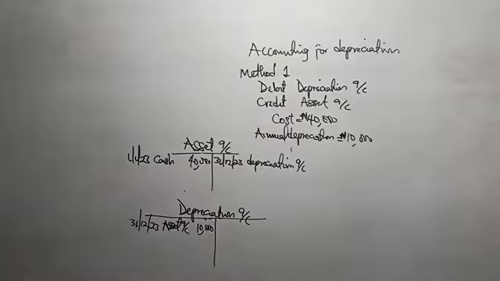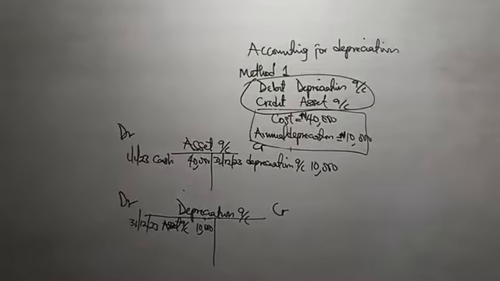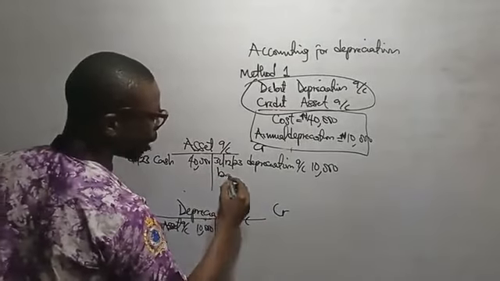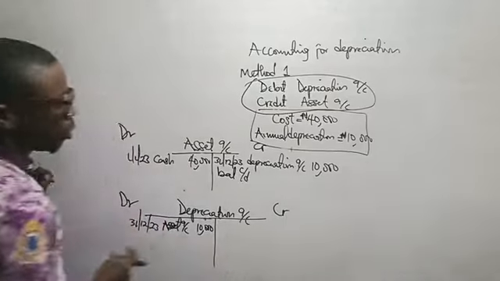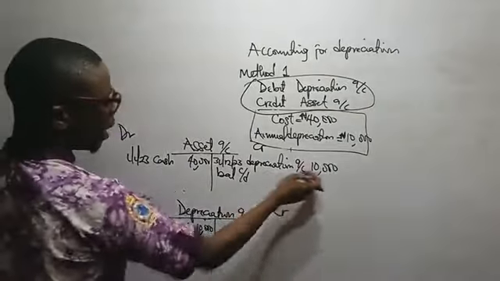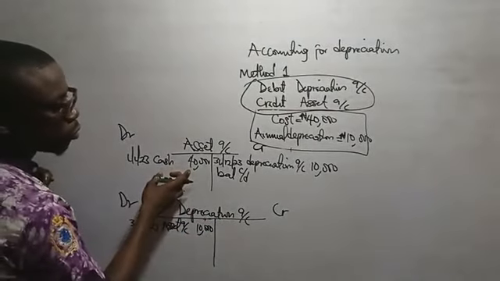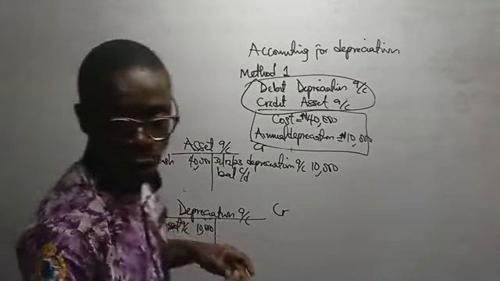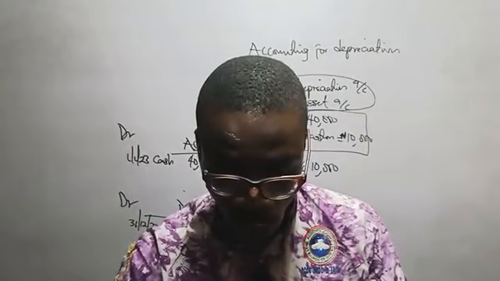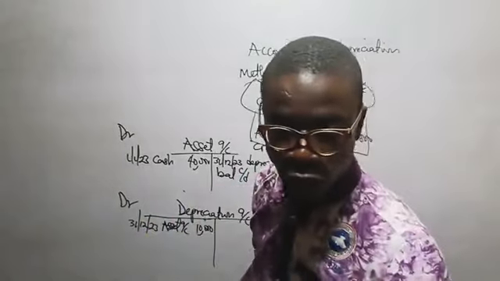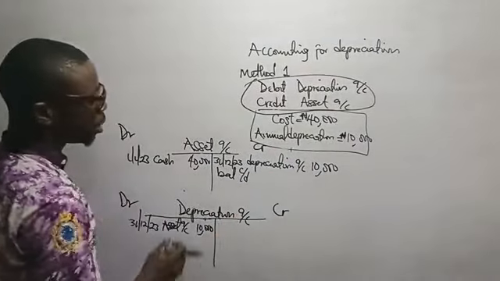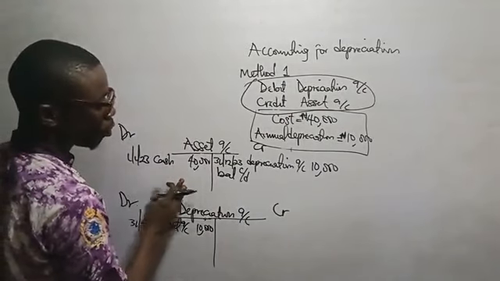Now the carrying amount of the asset. That means you have balance carried down here. The balance carried down will be what? There is 10,000, there is 40,000. It will be 30,000.